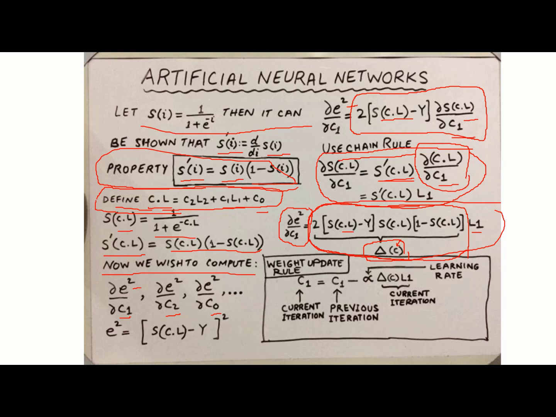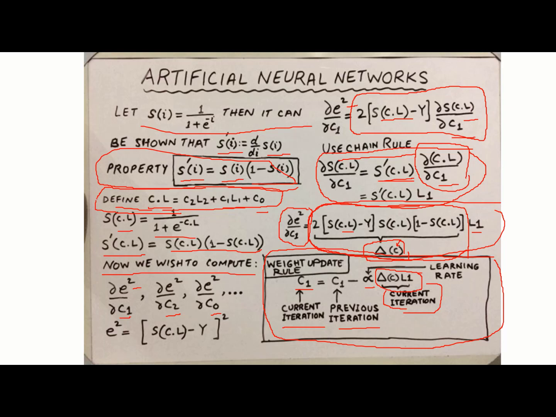So using this delta, we can define the weight update rule. In a sense, if we talk about a specific weight or coefficient, C1, then C1 of the current iteration equals C1 of the previous iteration minus alpha times delta C times L1. And delta C and L1 are computed from the current iteration. We're going to replicate this for the other coefficients, C2 as well as C0.